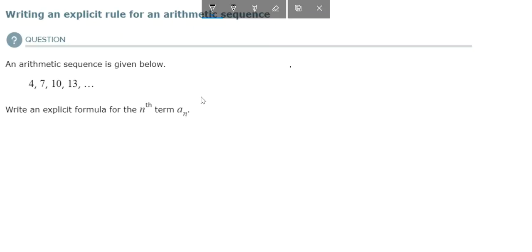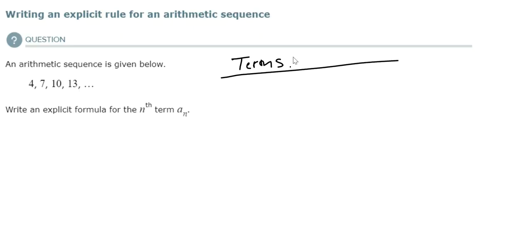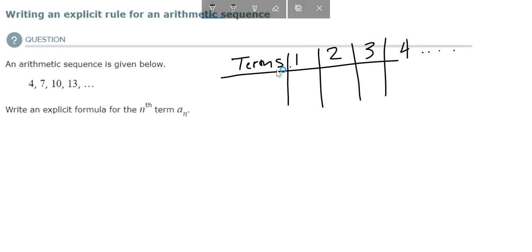Example of writing an explicit rule for an arithmetic sequence. I do this a little bit different from Alex. So sequences always have to deal with terms. And so when you're dealing with terms, they're always starting with term 1, and then 2, and then 3, and then 4, etc. So you always start with 1, and then here's the actual, so this is the term number, and then here's the actual term.